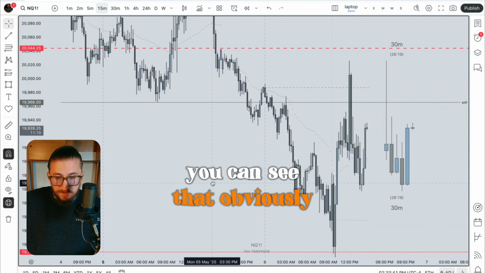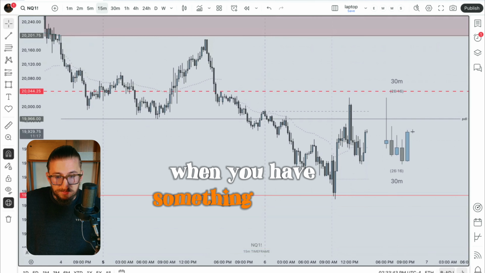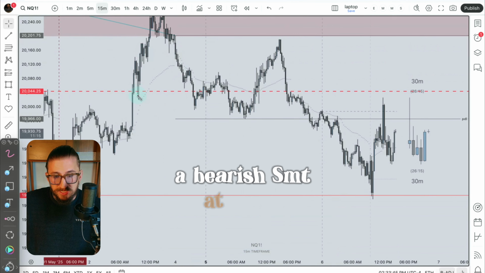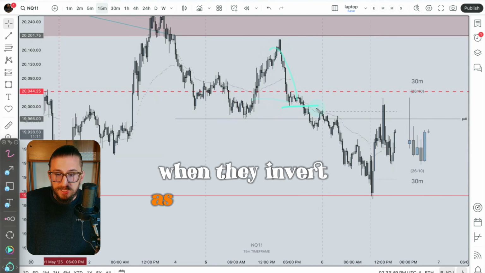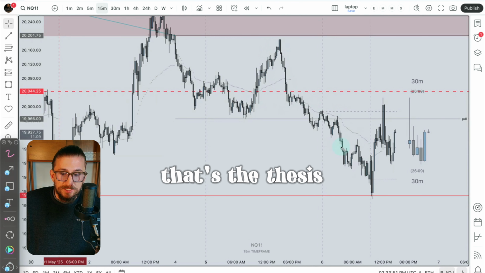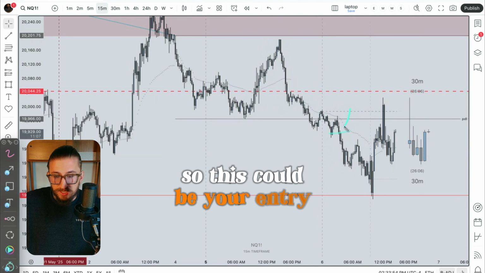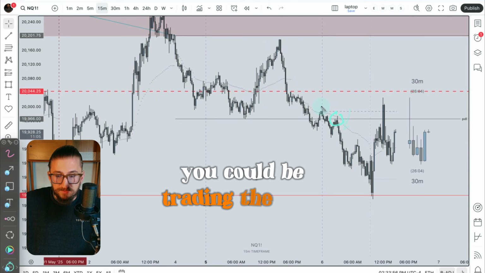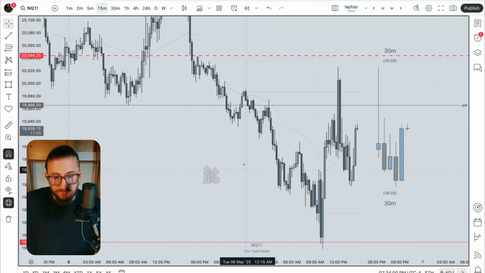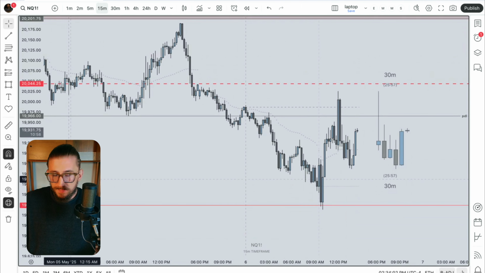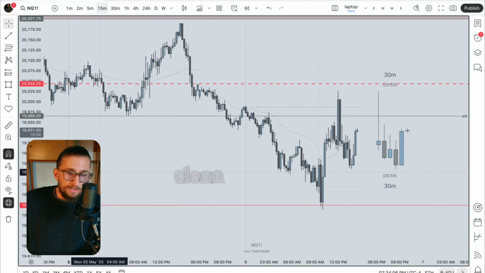You can see that obviously when you have something such as a bearish SMT at highs, you're going to start looking at all these rallies when they invert as change in states. That's the thesis. So this could be your entry on an order block. You could be trading the VWAP projection, and I'll show you exactly where I was able to get positioned for this move. It was a little bit early ahead of the New York Open. However, price looked good. I'm not going to argue with a good chart, clean chart.